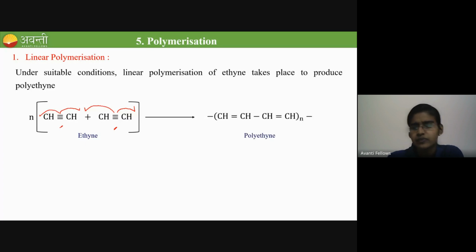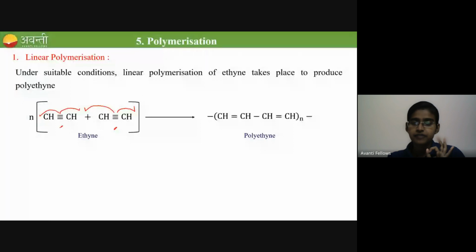So we will end up with this type of product. And this is the polyethyne. This is polyethyne. Okay. So here this polymer is formed in the linear fashion. So we don't have any branches here. So that's why this is called linear polymerization.